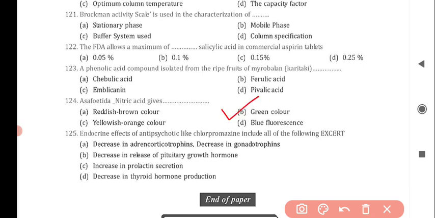Next question is, endocrine effects of antipsychotics like chlorpromazine include all of the following except, and the correct answer is option D, that is decrease in thyroid hormone production.